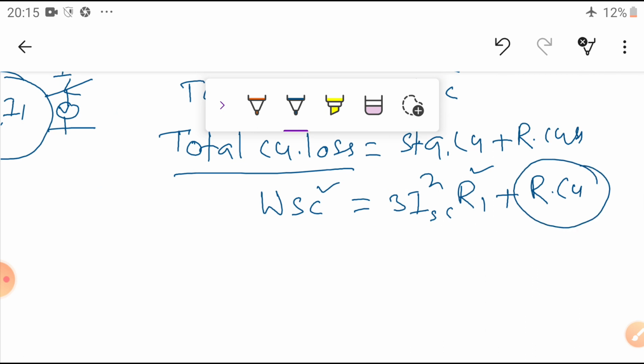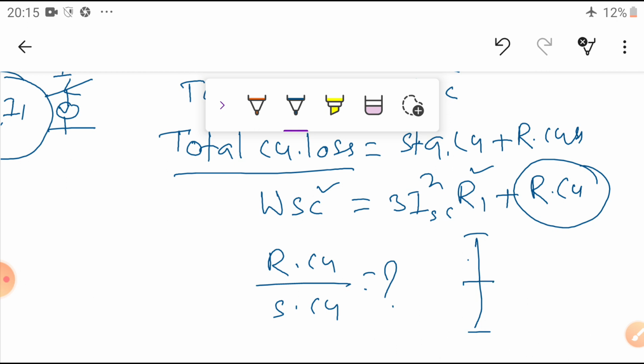Based on rotor copper loss and stator copper loss, I can divide this line in that ratio. In most problems we assume them equal, so this is equal to this. If not, you can calculate it in such a way. Now this is the location of point E in the case of a squirrel cage induction motor.